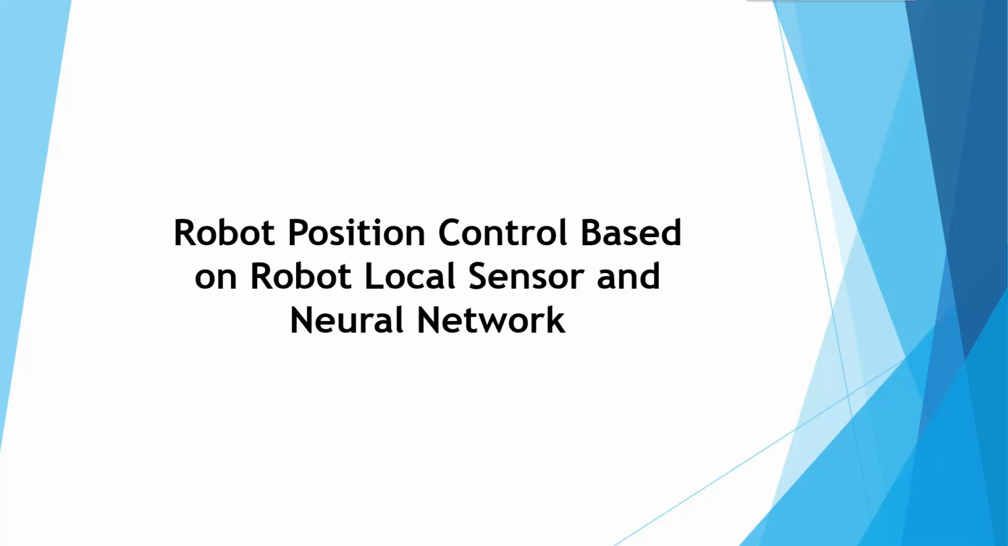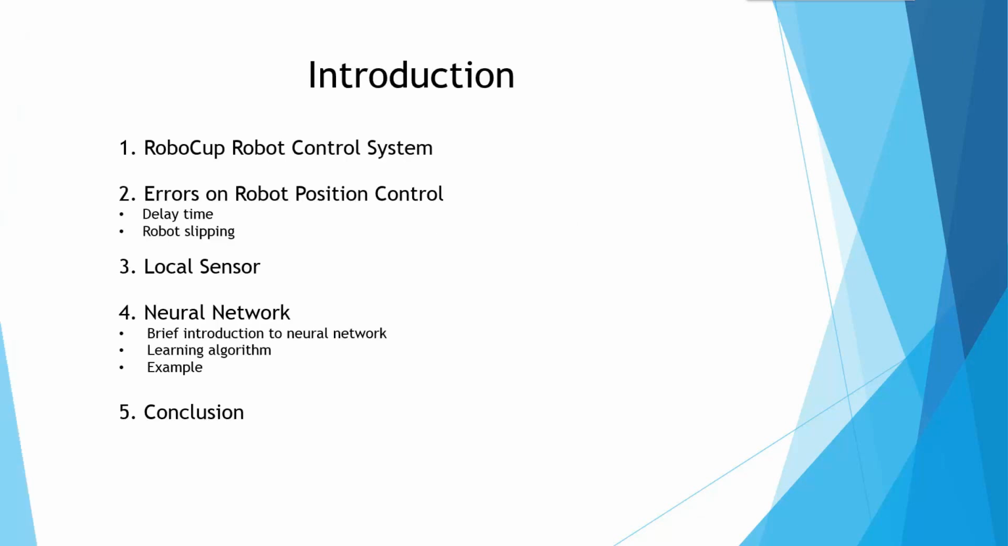Today, I and my partner Ling Xiaowang will introduce robot position control based on robot local sensor and neural network. Here is our introduction. First, I will introduce the RoboCup robot control system. And then I will talk about the two errors in robot position control, delay time and robot slipping. And then I will introduce the robot local sensor to deal with delay time. And my partner will introduce neural network to deal with robot slipping.